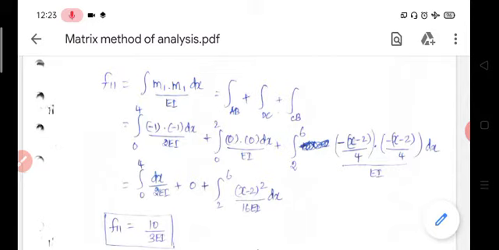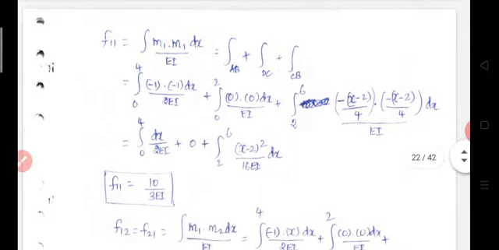Then for the DC portion, the limit varies between 0 to 2, m1 is equal to 0, and the flexural rigidity is equal to EI. For the CB portion, the limit varies between 2 to 6, m1 is equal to minus (x minus 2) by 4, and the flexural rigidity is equal to EI. Finally, integrate this, f11 is equal to 10 by 3 EI.